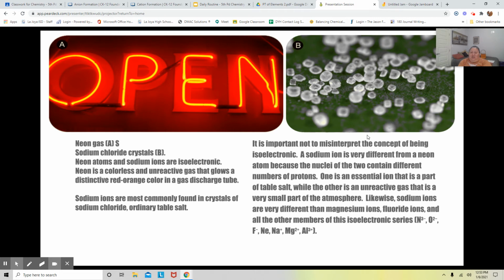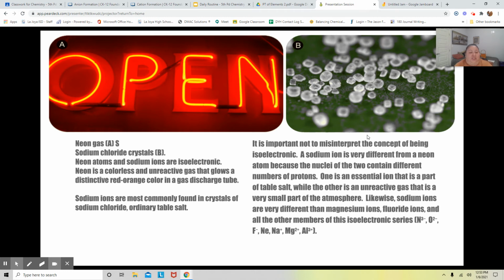One is an essential ion that is part of table salt, while the other is an unreactive gas that is a very small part of the atmosphere. Likewise, sodium ions are very different from magnesium ions, fluoride ions, and all the other members of this isoelectronic series. And they give you the series in parentheses: nitrogen -3, oxygen -2, fluorine -1, neon no charge, sodium +1, magnesium +2, and aluminum +3.